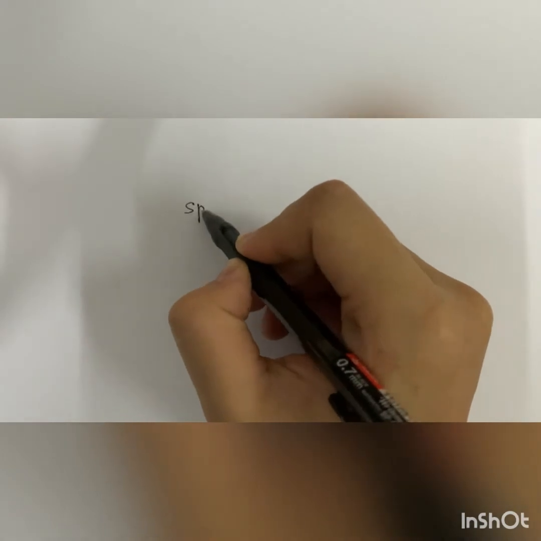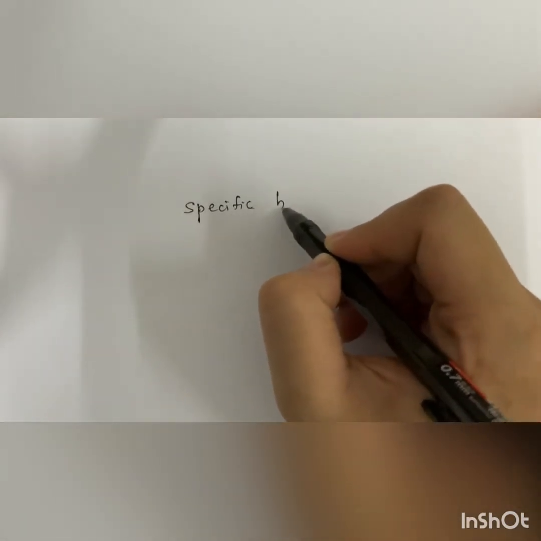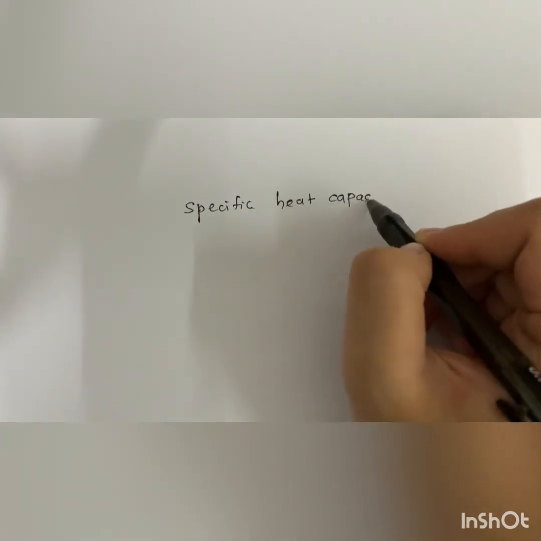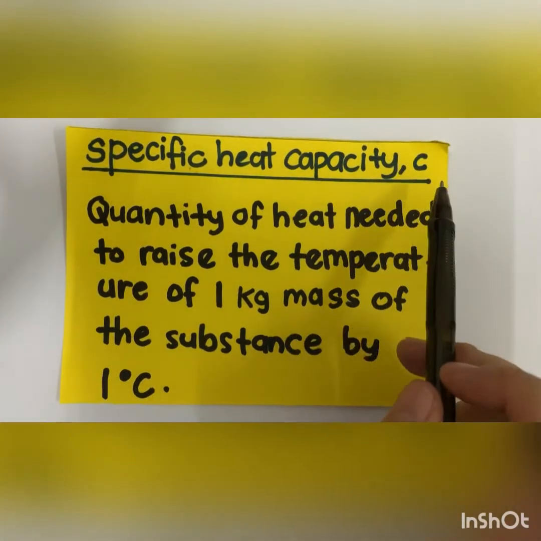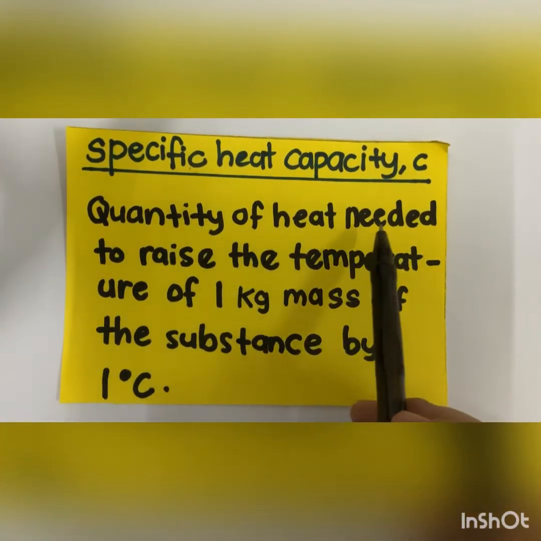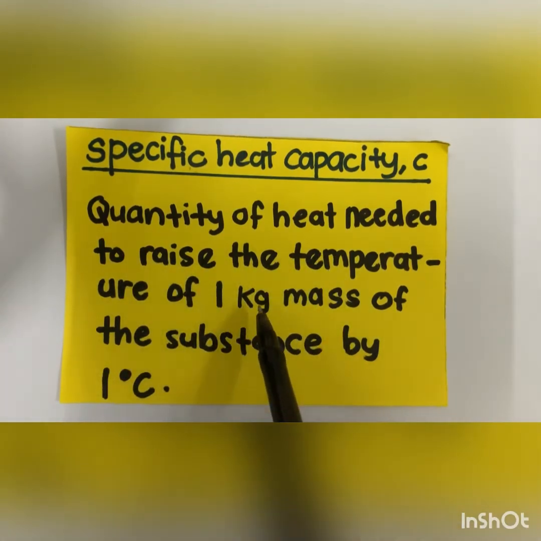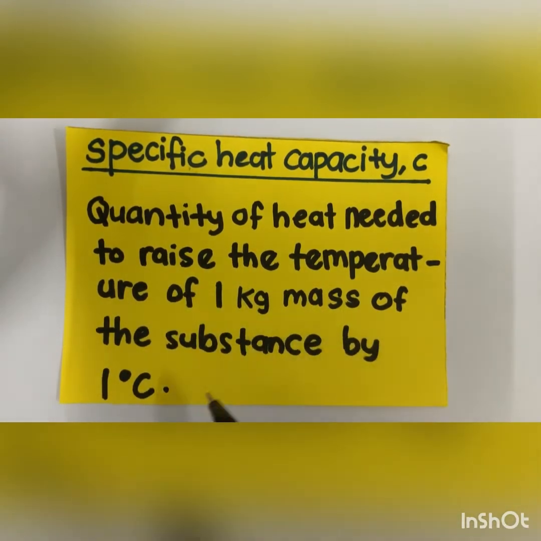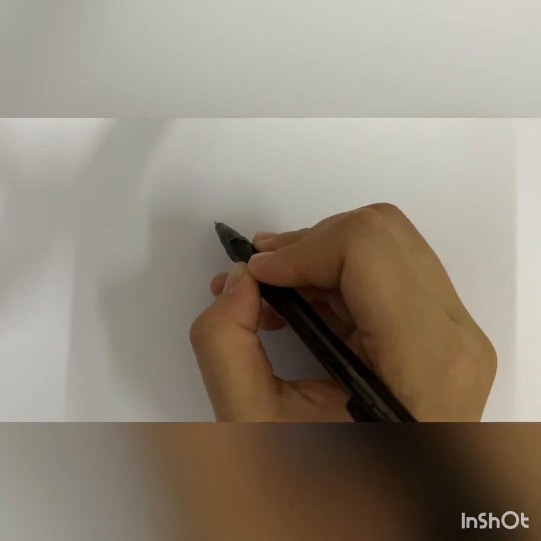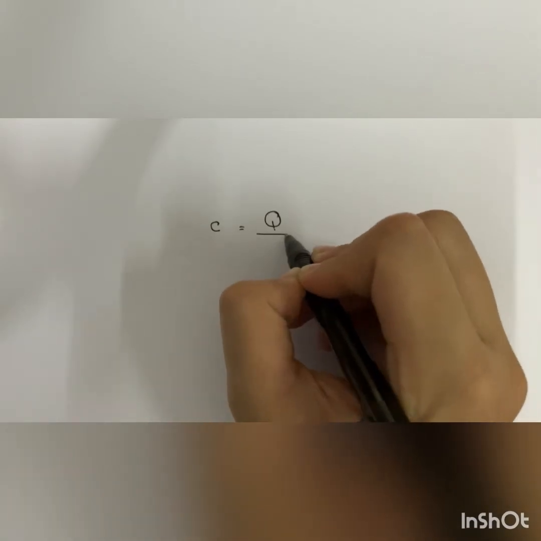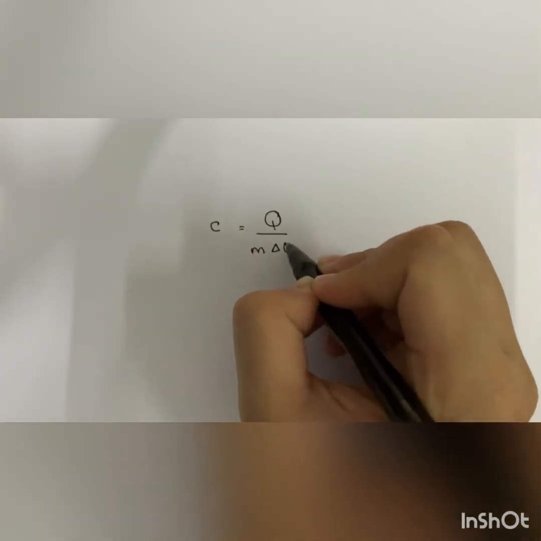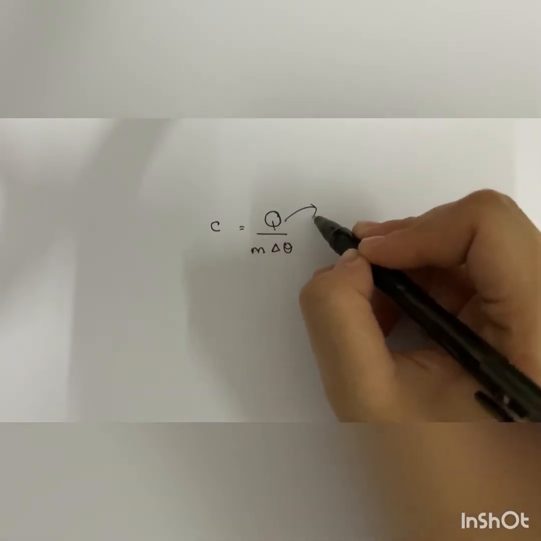Okay, so let's move to specific heat capacity, or small c. Specific heat capacity, or small c, is the quantity of heat needed to raise the temperature of 1 kilogram mass of the substance by 1 Celsius. We can find the specific heat capacity by using the equation c equals Q over m delta theta.